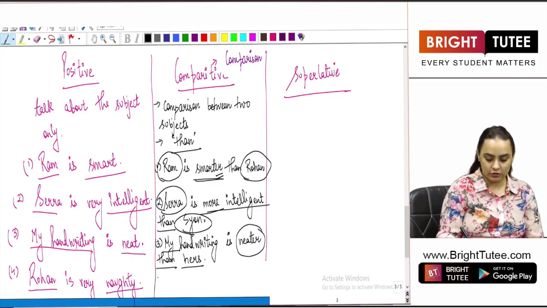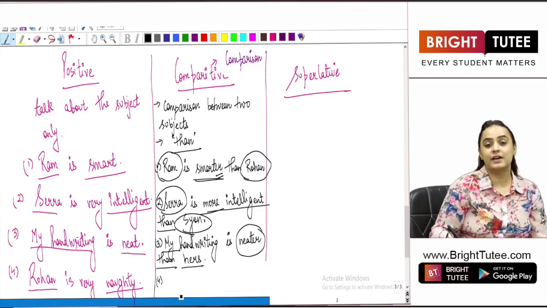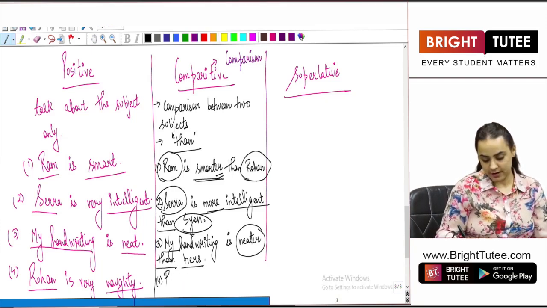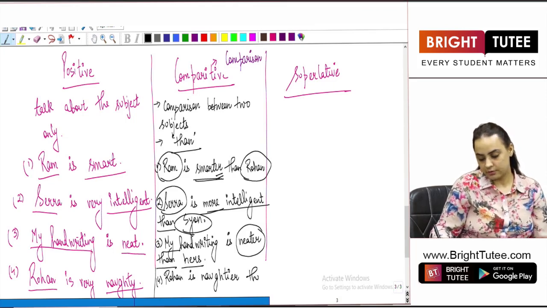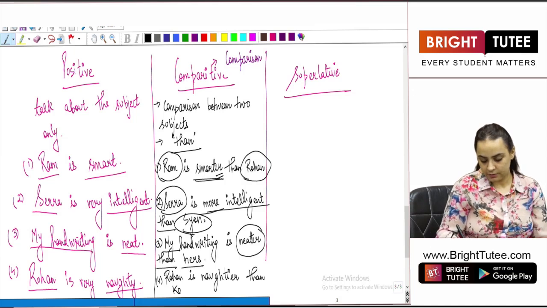Let us move on to the last example that I used for positive. "Rohan is very naughty." So if I say, "Rohan is naughtier than Karan."